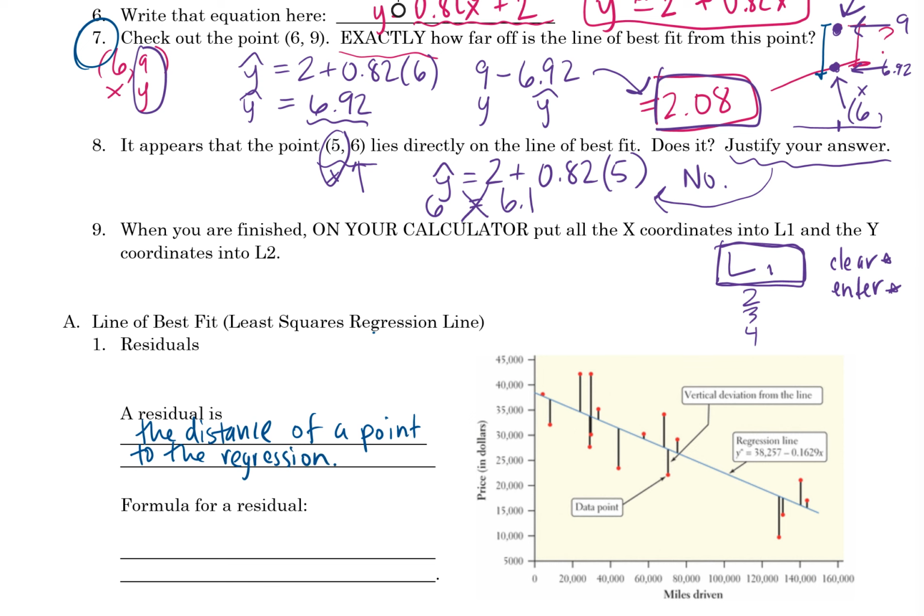And even though distance can't be negative, sometimes we have them negative because that should tell us whether the point is above or below the line. So for example, this point right here is going to have a positive residual, whereas this point down here is going to have a negative residual. And all the positive and negative tells us is whether the point is above or below the regression line. Oops, I forgot to write the word line.